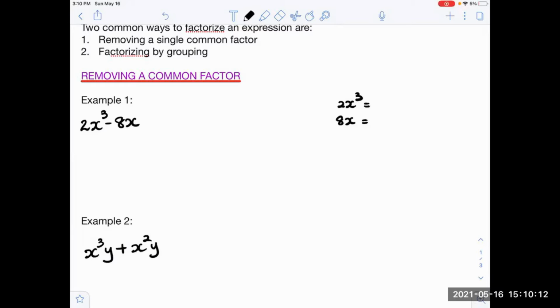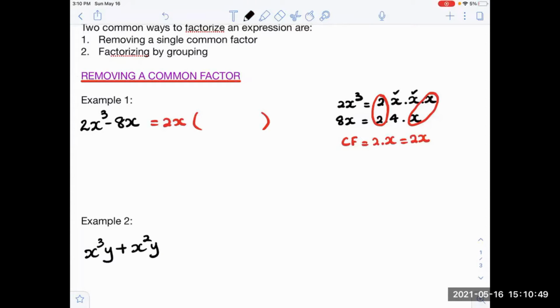So we will write 2x cubed as the product of 2 by x by x by x. Similarly, 8 is 2 by 4 by x. From observation, 2 appears in both terms and x appears in both terms. So the common factor is 2 multiplied by x, which is 2x. So 2x goes outside of my bracket. And whatever term was not circled goes right back in.